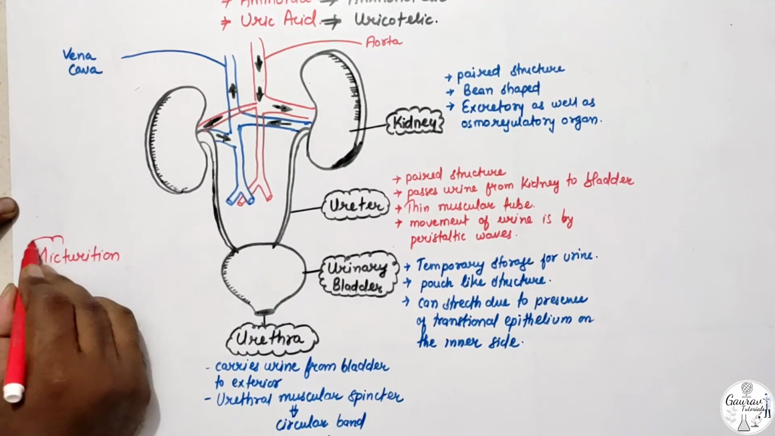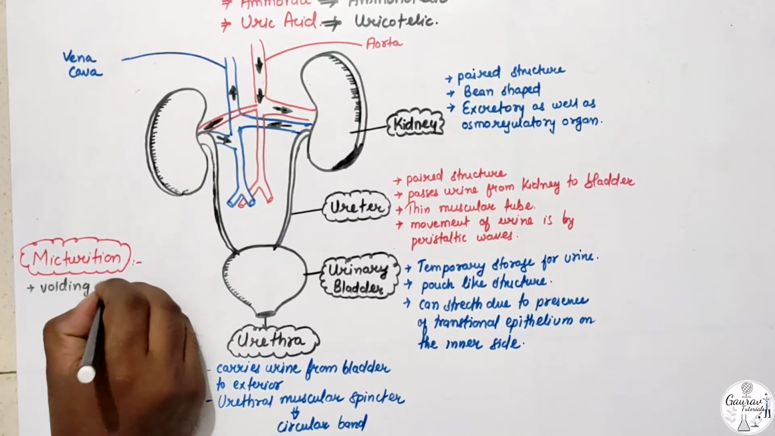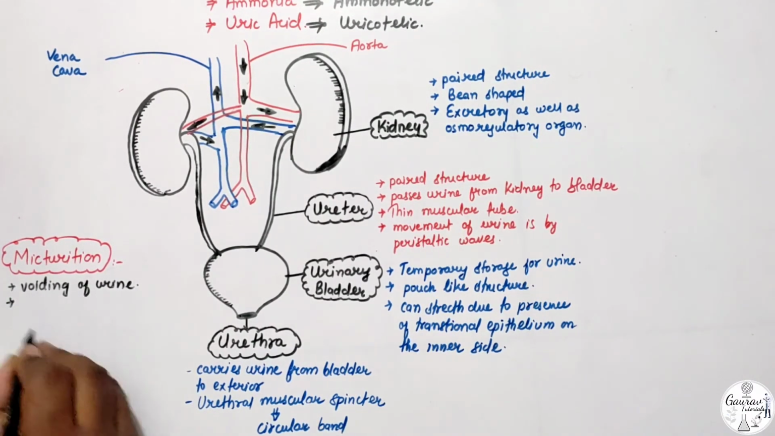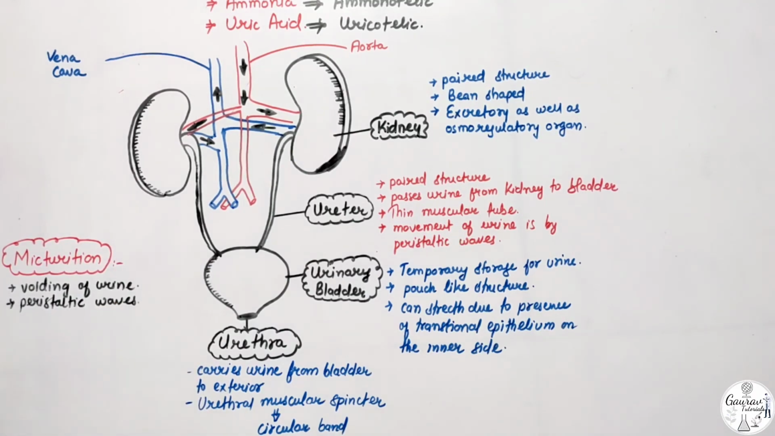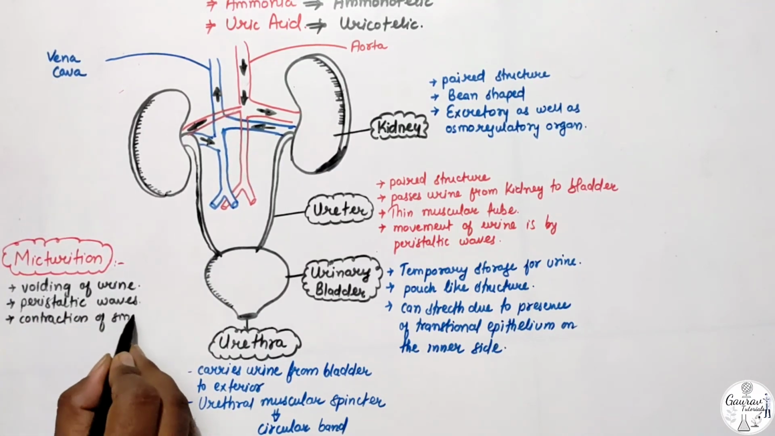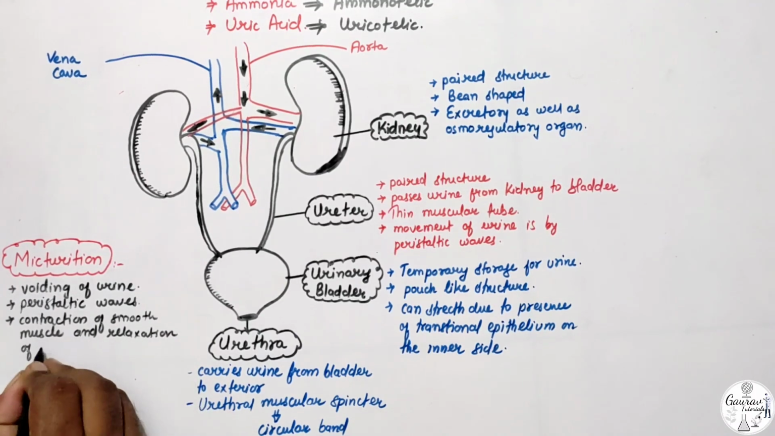Now let's come to micturition. Micturition is the process of removal of urine out of the body. Micturition is the voiding of the urine. Now this takes place because of the peristaltic waves which are generated in the urethra as well as the urinary bladder, in fact the whole of this excretory system. A contraction of the smooth muscles induces this process of micturition.